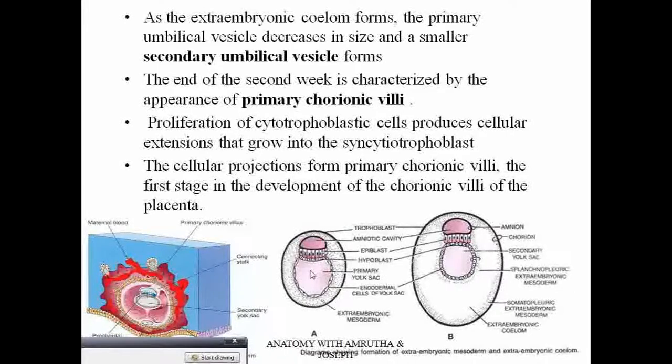So this diagram is just to make you understand that we have extra embryonic coelom dividing the extra embryonic mesoderm into splanchnopleuric extra embryonic mesoderm and somatopleuric extra embryonic mesoderm. Splanchnopleuric, because it is going to form mesoderm for the viscera, whereas somatopleuric is going to form the basis of the mesoderm for the body wall. Let's see how it is going to form the viscera, and how it is going to form the body wall.